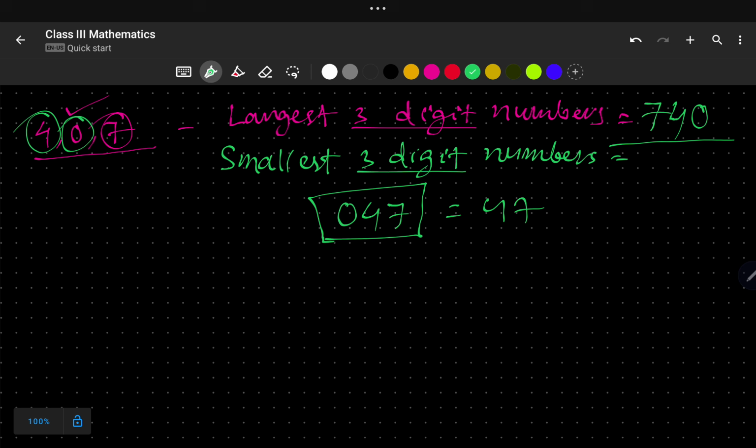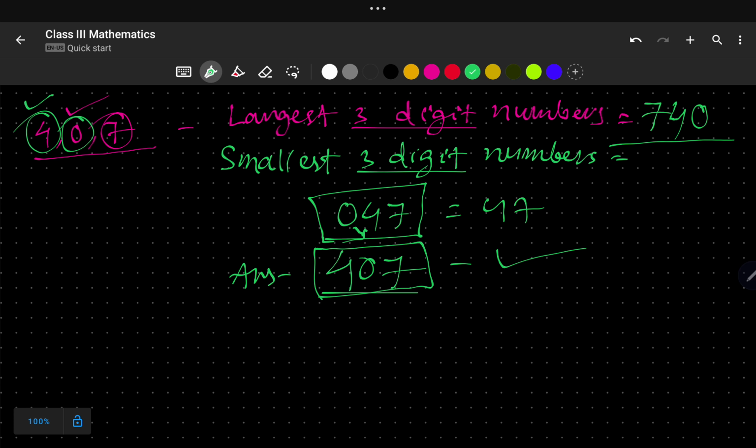That's why we will take the next smallest number after 0, that is 4. You can see after 0 the smallest number is 4. So we will take 4, then we will put this 0 after that, then we will put 7, means 407. This is the right answer for the smallest 3-digit number prepared out of 4, 0 and 7. So this is one tricky question. Please be aware while solving it.